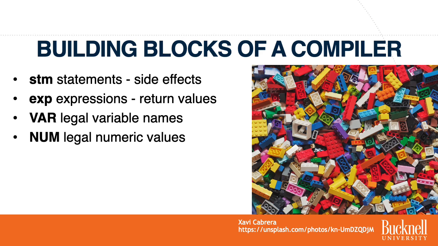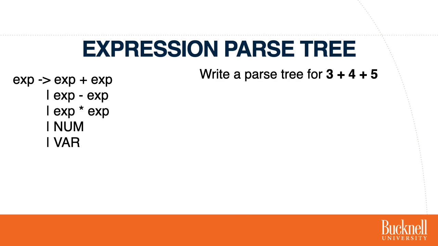The building blocks of a compiler, or interpreter, or programming language are statements and expressions. In declarative languages, we only have expressions, but in imperative languages, we have both statements and expressions. Statements have side effects, and expressions have return values. We can define what variables and numbers are legal in the language using regular expressions, but how do we define statements and expressions? Expressions are defined recursively using BNF rules. An expression is a number, a variable, or any combination of expressions using operators and functions.